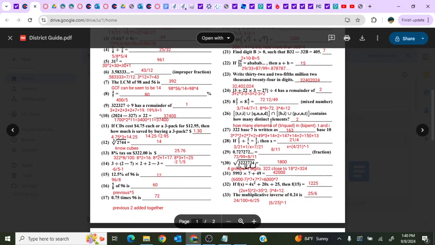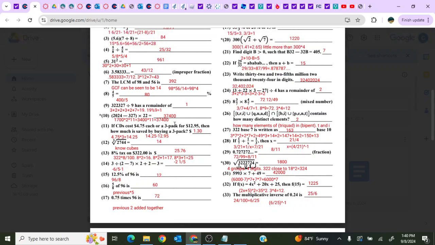Number 11, if CDs cost $4.75 and a 3-pack costs $12.95, how much is saved by buying a 3-pack? Well, how much does 3 CDs cost buying them individually? 4.75 times 3 is equal to 14.25. If that's a little hard to do, you can do 5 times 3 minus 0.25 times 3. So 15 minus 75 cents, and you'll get 14.25. Then you subtract 12.95. Again, if that's a little difficult, add 0.05 to both of these, so you get 14.3 minus 13, and you get a value of 1.3.